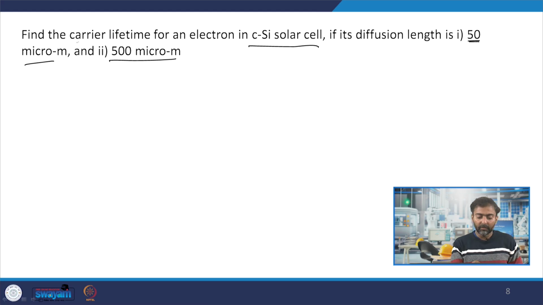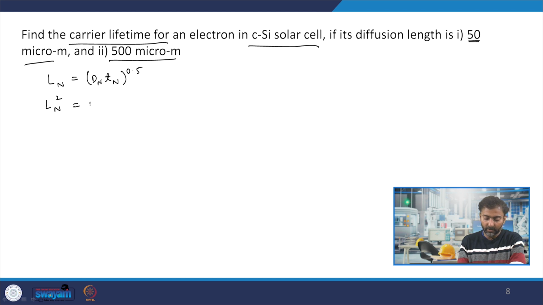So let's solve this numerical. Let's find out what is the carrier lifetime for an electron in this crystalline silicon solar cell. As we just looked at, Ln is equal to (Dn into Tn) raised to power 0.5. Or in other words, Ln square is equal to Dn into Tn, and therefore your carrier lifetime Tn is nothing but Ln square by Dn.